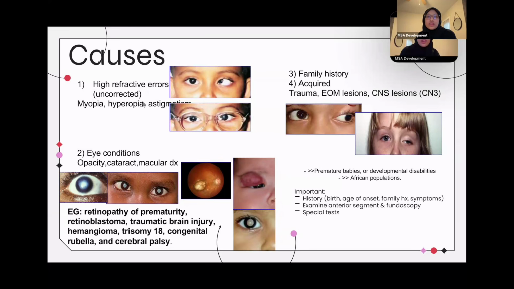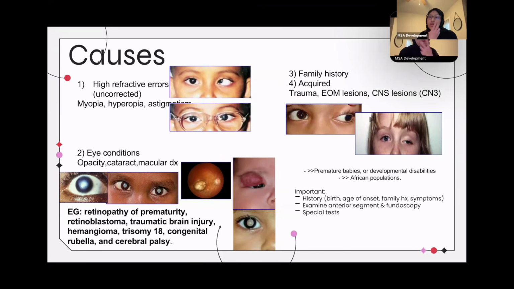So that can have an underlying refractive error, so they might have hyperopia or myopia going on. Some other eye conditions like lens opacity, cataracts, a huge tumor, or a white reflex, any of these can cause strabismus or misalignment of the eye. Family history is important to ask about, and acquired causes like trauma, muscle or nerve lesions can cause drooping of the eye and strabismus.